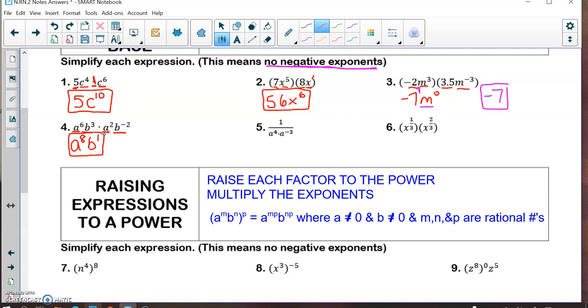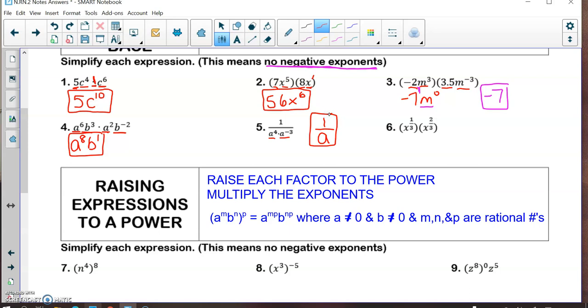All right, next one. I have a 1 over, and then now I have an a to the 4th power times an a to the negative 3rd power, which have the same base, so I add my exponents. I wind up with an a to the 1st power, which again, you can write your 1 exponent, or you can just leave it as an a. It does not matter. There's no negative exponents there, so I'm good. I just leave it like that.